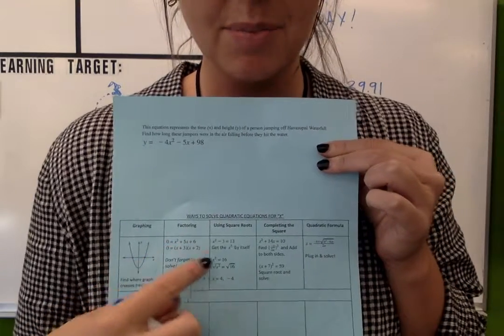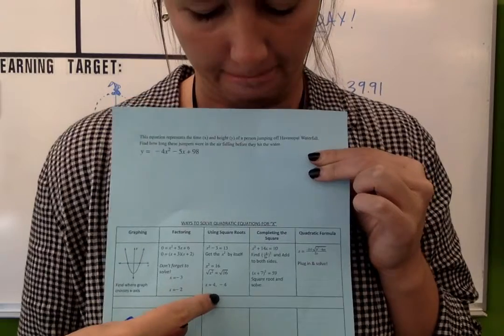Solving for square roots is also easy, but it only works if you only have an x squared term. See this one? It has an x squared and an x, but this one has just an x squared. So that's why I can square root. If you have an x squared and an x, you can't use square roots.